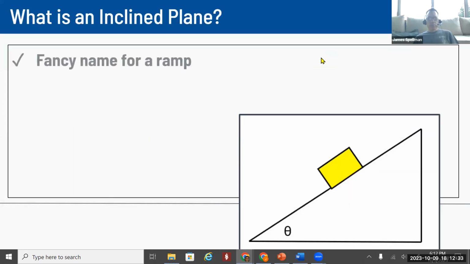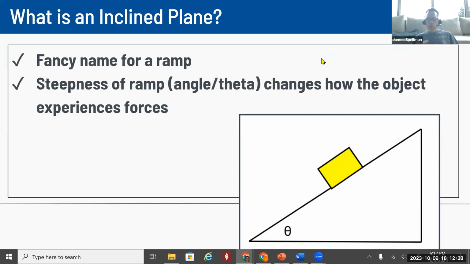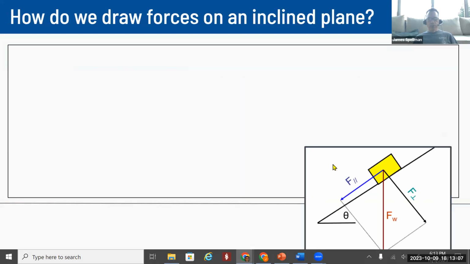So an inclined plane is just a fancy name for a ramp. We'll get to those when we talk about simple machines again. But when we have an object on a ramp, you probably understand the fact that if you change the angle or the steepness of the ramp, then that's going to have some effect on how the object on the ramp is able to move. Whether you were pushing it up or pushing it down, if we change the angle of the ramp, it would make it easier to pull it down, or it might make it harder to push up. So effectively, the steepness of the ramp has a big effect on how we experience the forces, even though the weight of the object doesn't really change.